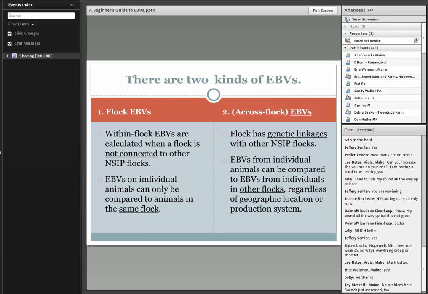So NSIP EBVs allow us to compare animals from one farm with animals from another farm, regardless of where that farm is located and regardless of how they raise them. Maybe this farm creep feeds them, maybe this farm doesn't. Doesn't matter. EBVs are comparisons to the average. They're not going to predict what the weaning weight is going to be in the absolute number. They're not going to say, well, these lambs are going to weigh 60 pounds. It's going to be a comparison to the average. 5 pounds heavier, 3 pounds heavier.